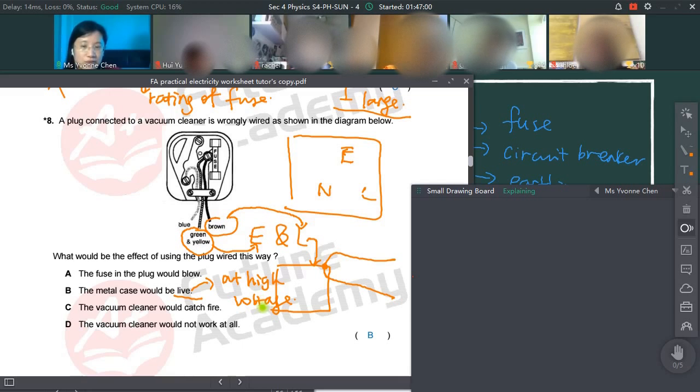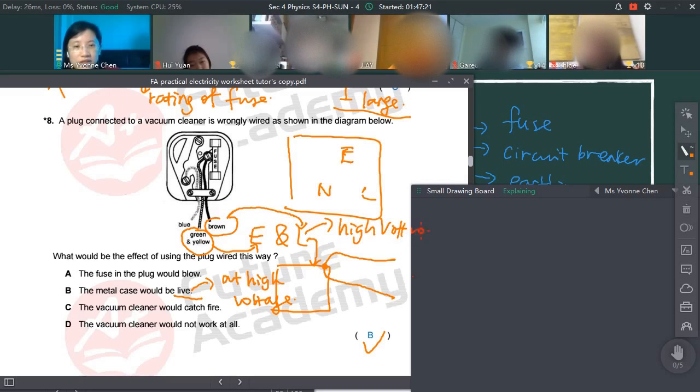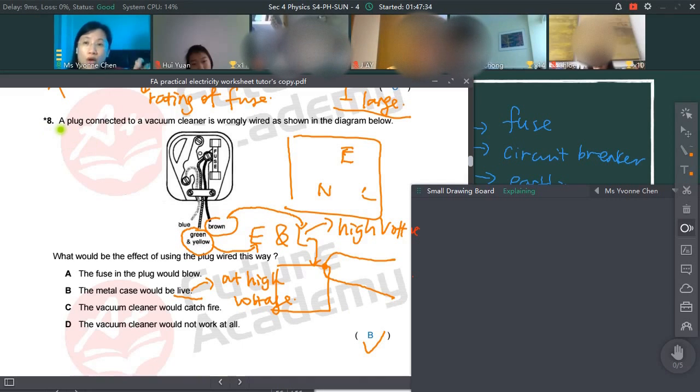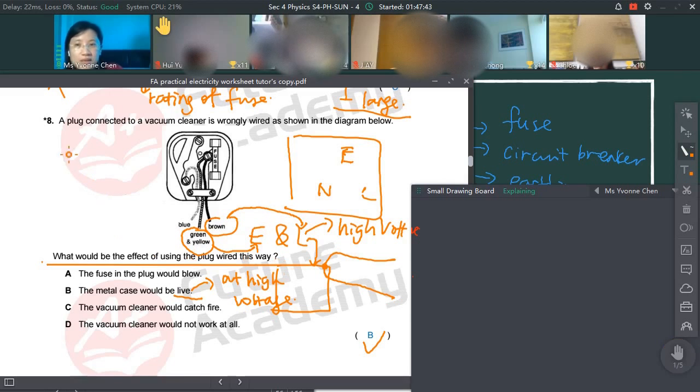So the answer should be B, because the earth wire and the live wire touch each other. So the live wire will make the metal casing at high voltage. Please remember, live wire is at high voltage. When they touch each other, there will be the same voltage. So question 8, the answer is B. It's a difficult question. Okay, class, we will discuss more questions like this next lesson, but not today's lesson.